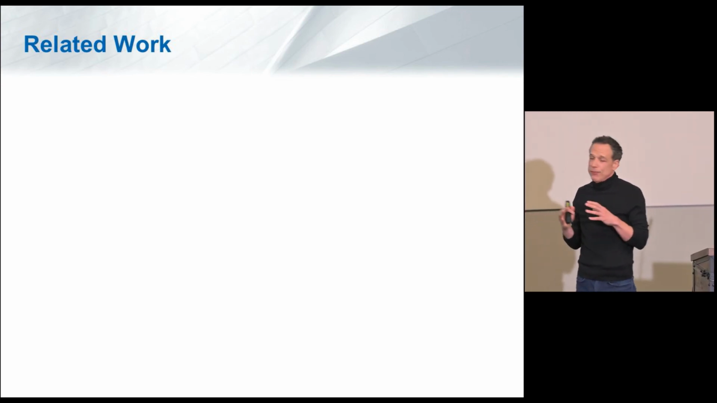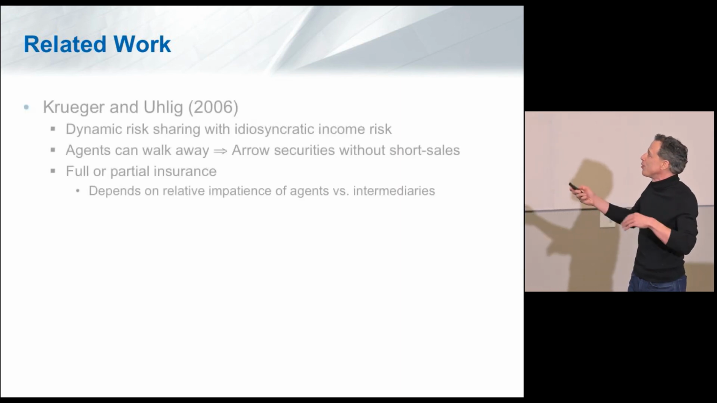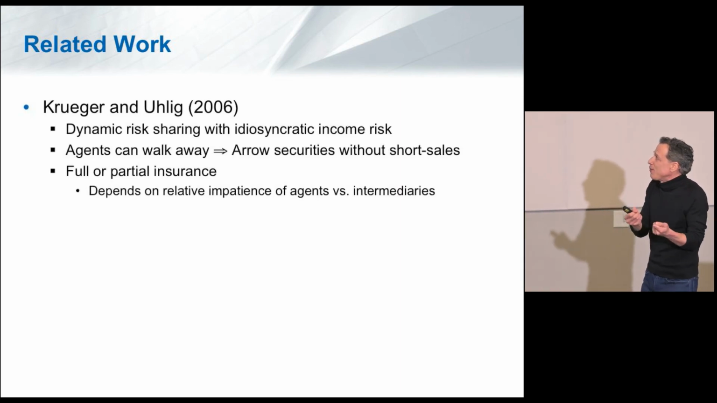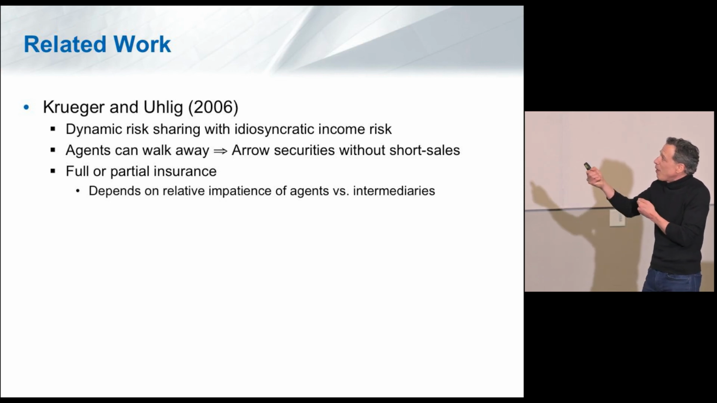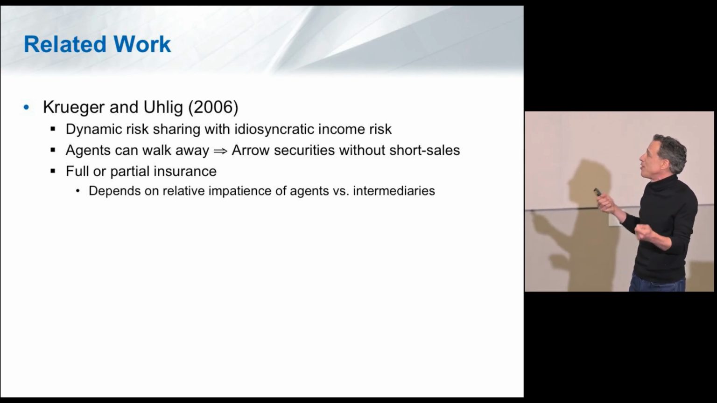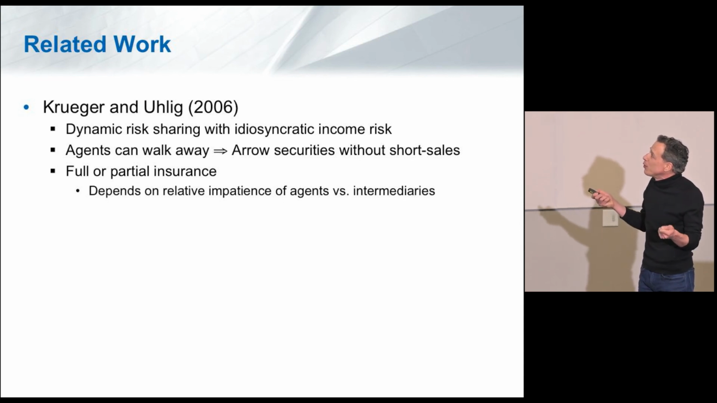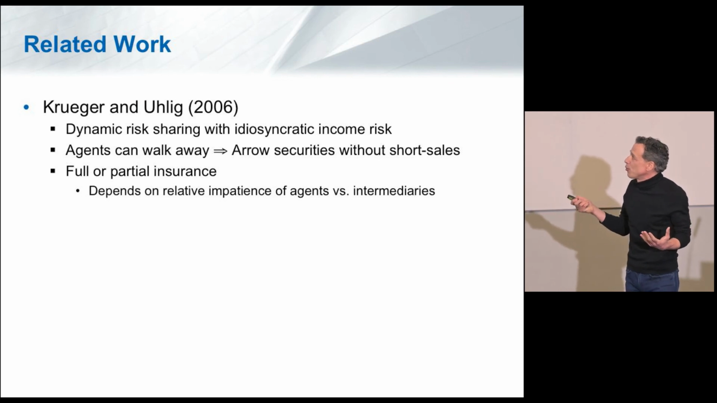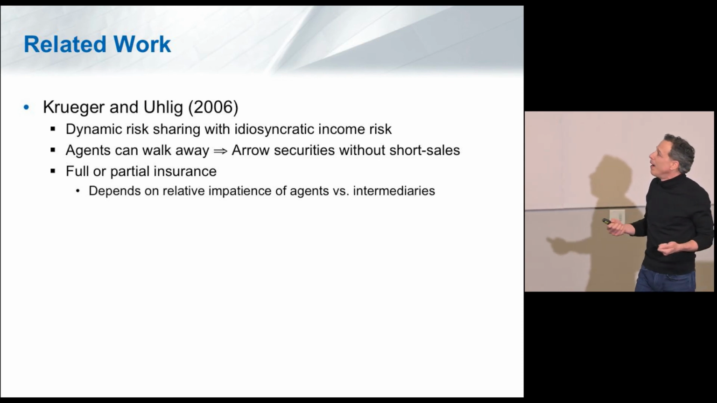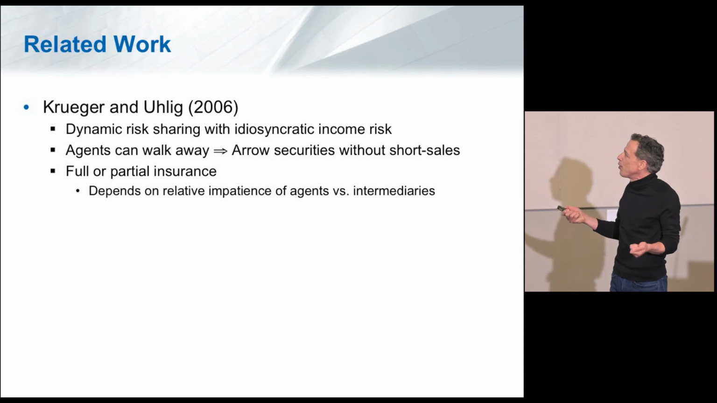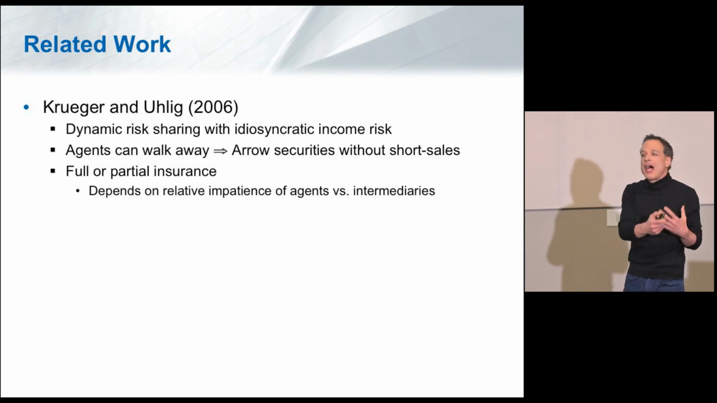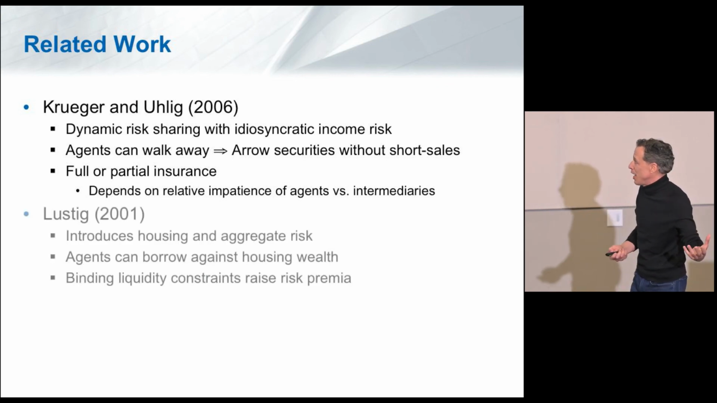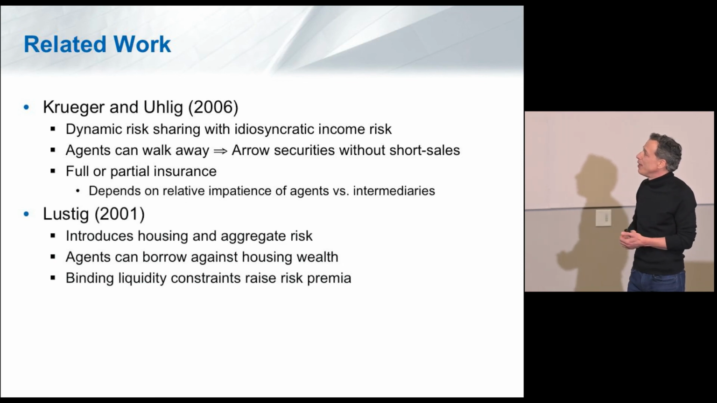There's one last thing I want to mention, which is sort of related work in terms of where to go from here. So I was thinking, there's a lot of interesting different ways you could go in terms of macro interpretations, et cetera. The challenge, I think, for the paper is there's already a fair amount of work that's very close to it. So let me just mention a couple things quickly. Kruger and Uhlig in 2006 basically look at this case of Arrow securities with short sales when agents can walk away. And kind of have the full partial insurance result. It's all not looking at the collateral channel, but they have that component.